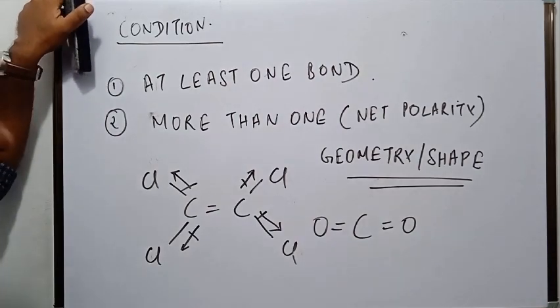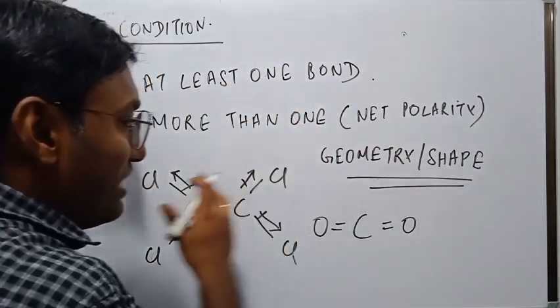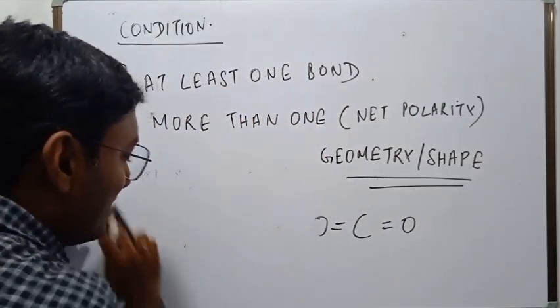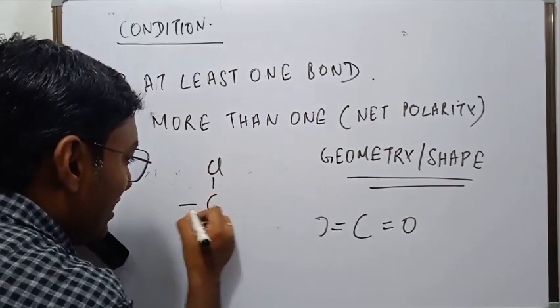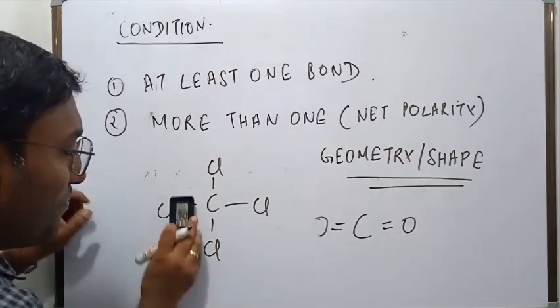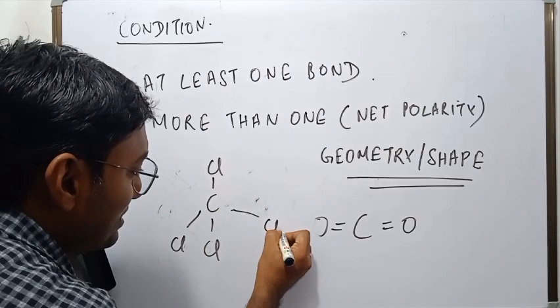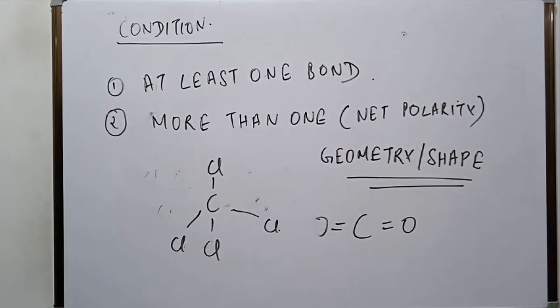A tetrahedral shape also does not permit polarity. We have seen a tetrahedral shape when we were seeing carbon tetrachloride. See, this is a tetrahedral shape, right? This also does not permit polarity. This will be like this, but they will of course be in opposite directions. So a tetrahedral shape or a linear shape of the molecule does not permit polarity. The shape or geometry of the molecule should be such that it permits polarity. So these are two conditions.